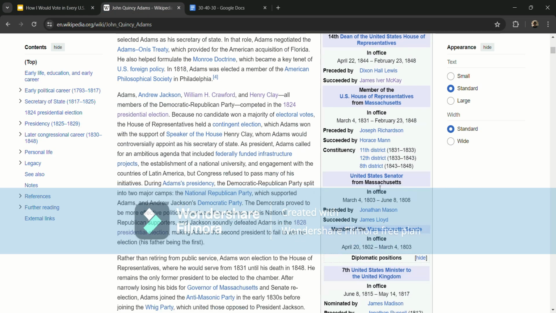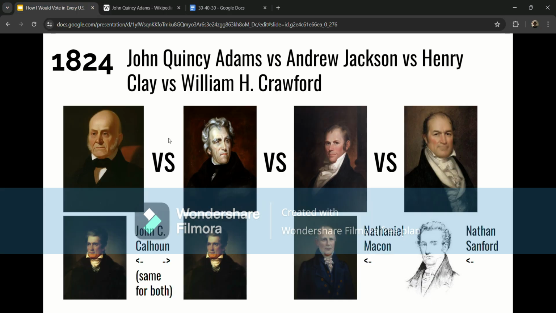And again, he was also a senator from Massachusetts, so he's right in the area where I more than likely would have been living, or close enough to where I would have liked to have been living at the time. So he has legislative experience, he has some good executive experience, he has diplomatic experience, very good right there.